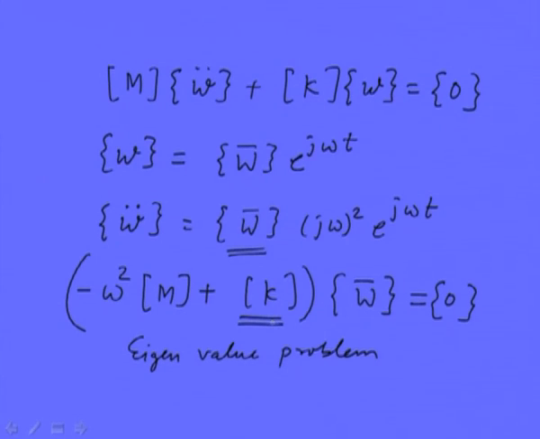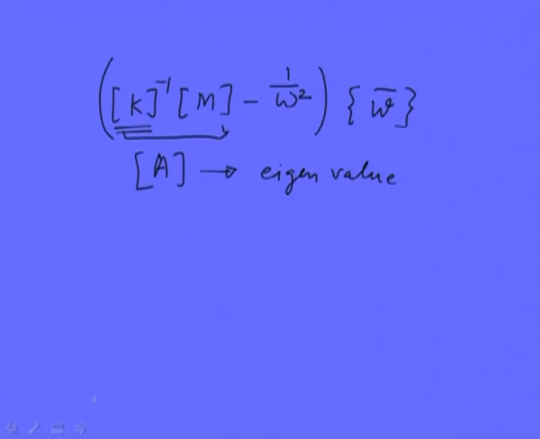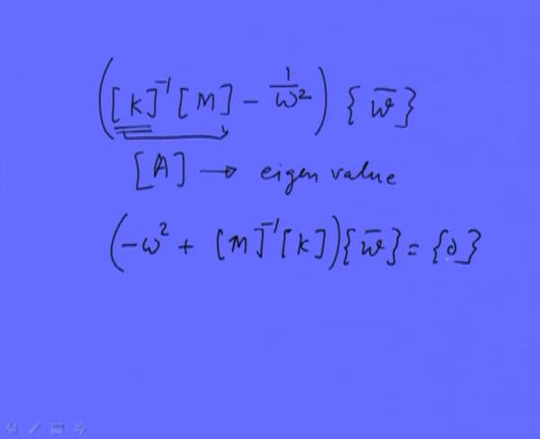Sometimes the stiffness matrix is singular, then what happens, we cannot invert the stiffness matrix. Then the other form of this is, in the previous equation, instead of multiplying by the inverse of k, we can do the inverse of m. So in that case, we will have the following form, m inverse k. This is also a standard eigenvalue problem, and if this is a B matrix, whatever eigenvalue we get, if we take the square root of that, that will be the natural frequency of the system.